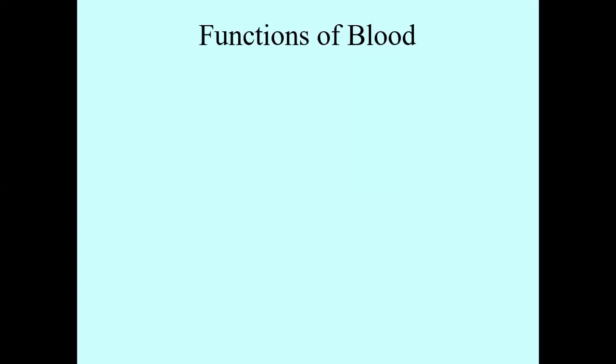So now at the end, we will discuss the function of the blood overall. What are the general functions of the blood? They help in the transport of gases like oxygen and carbon dioxide: oxygen from the lungs towards the cells, and carbon dioxide from the cells towards the lungs, towards the alveoli.